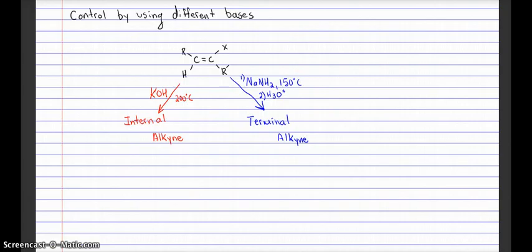Now, from the alkene, we can actually have a little bit of control to get either an internal alkyne or a terminal alkyne, depending on the type of base we use. So for example, here in red, if you use potassium hydroxide and 200 degrees Celsius, you'll get an internal alkyne. Whereas if you use a stronger sodium amide, 150 degrees Celsius, and acid, you'll get our terminal alkyne, where we actually have the carbon triple bond carbon with the hydrogen that could form the acetylide ion.